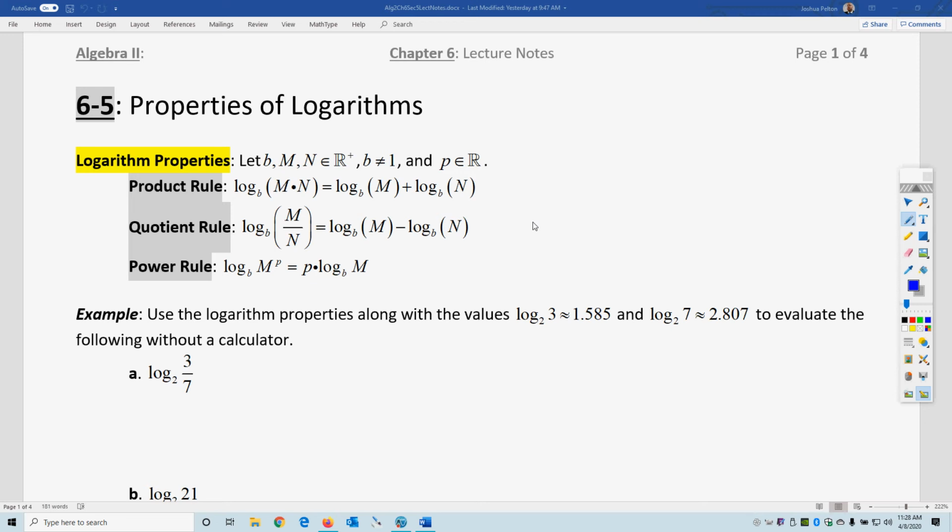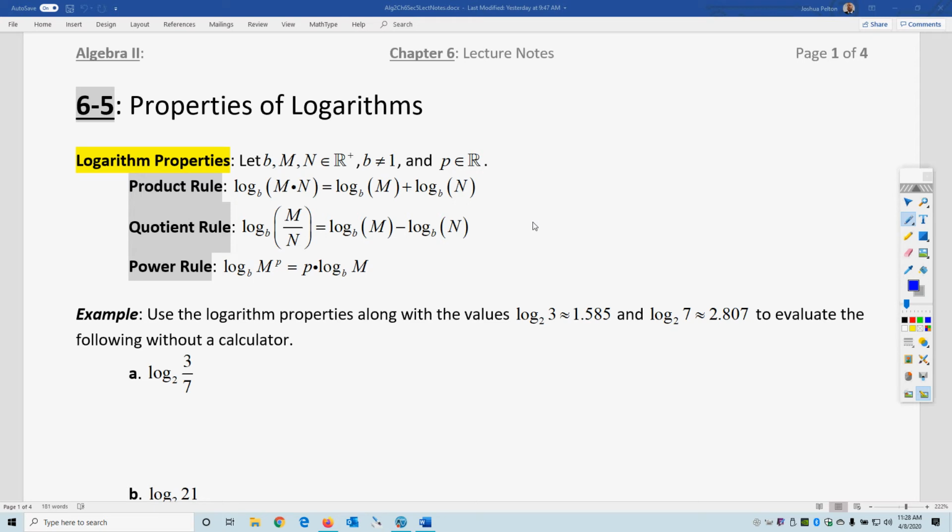Professor Pelton. This is Algebra 2, Chapter 6, Section 5. This is properties of logarithms. There's the product rule, quotient rule, and power rule. There are many product, quotient, and power rules, but these are specifically the product rule of logs, the quotient rule of logs, and the power rule of logs, which is the full and proper name.